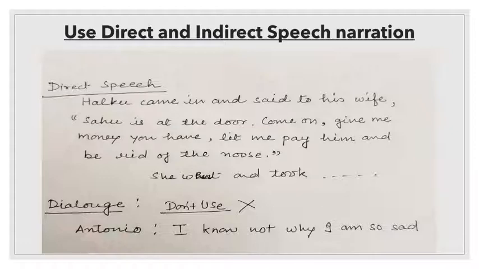Halku came in and said to his wife, inverted comma start, Sahu is at the door, full stop. Come on, give me the money you have, let me pay him and be rid of the nuisance, full stop, inverted comma close. So this is direct speech. She went inside the room and took and so on. So that is indirect speech. So if you use direct speech and indirect speech in your story, it will look more original.